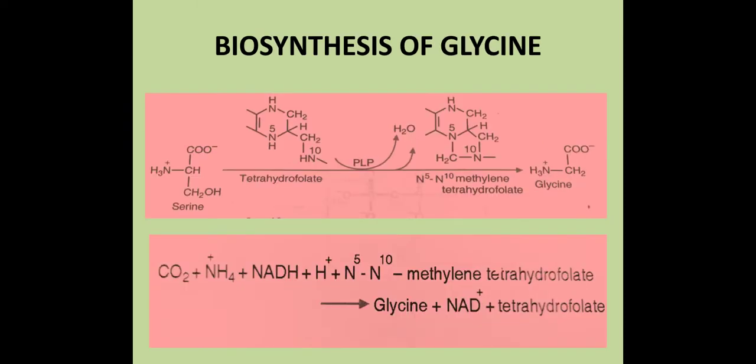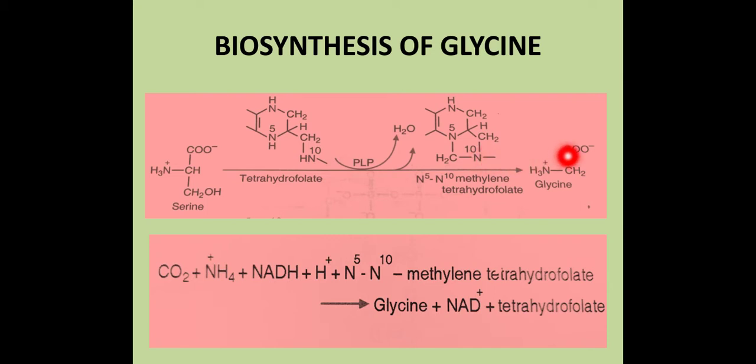Now the biosynthesis of glycine. Serine produced from 3-phosphoglycerate gives rise to glycine. Glycine is synthesized from serine by a single-step reaction. In this reaction, the beta carbon of the serine is removed by the enzyme serine hydroxymethyl transferase, and the removed beta carbon is accepted by tetrahydrofolate, and it forms N5-N10 methylene tetrahydrofolate.